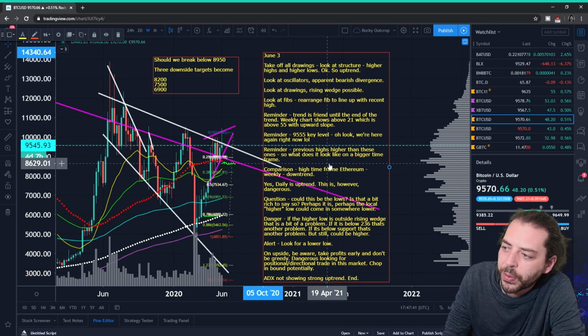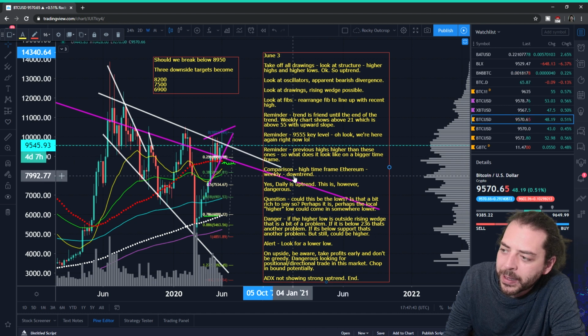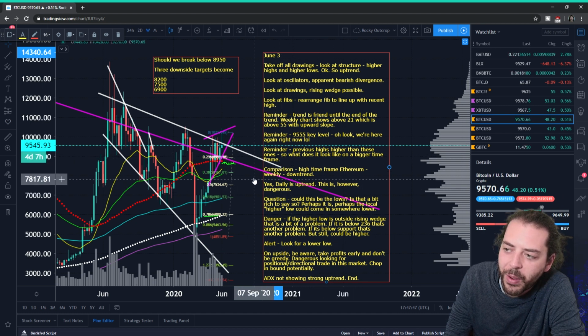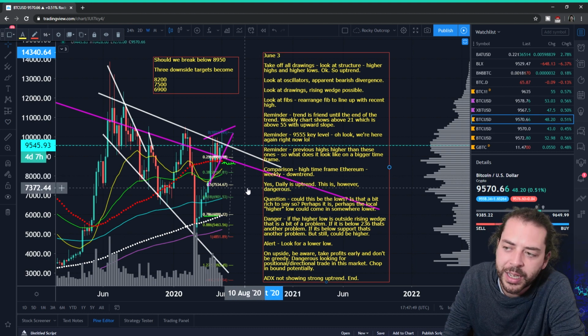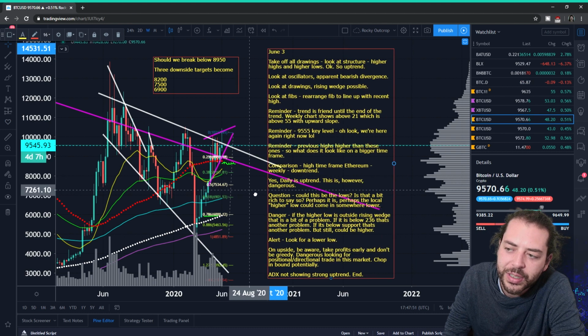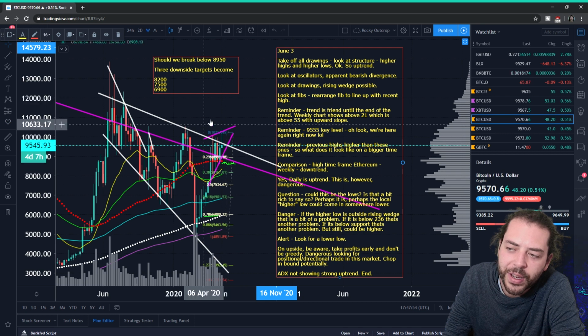Right, great. So that's that. Look at that, we've done the comparison with Ethereum. Yes, the daily is an uptrend. This is, however, dangerous thinking. I was kind of covering that just now. It's dangerous thinking to say this on the daily time frame, as we talk about it on the weekly, still on the weekly. To say that there's a daily trend towards the upside is dangerous thinking.